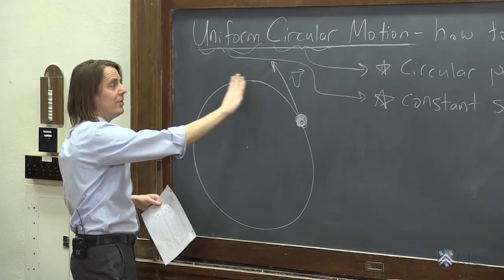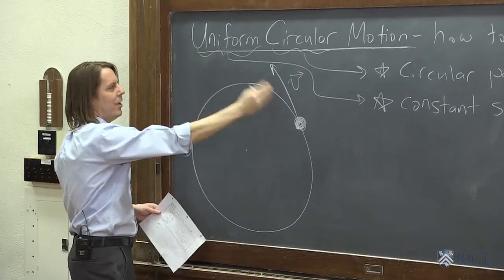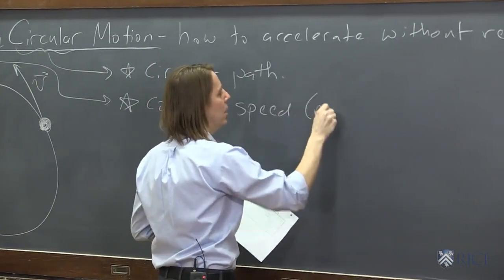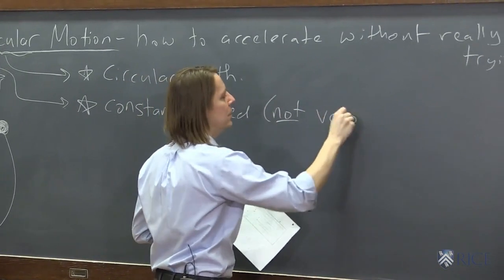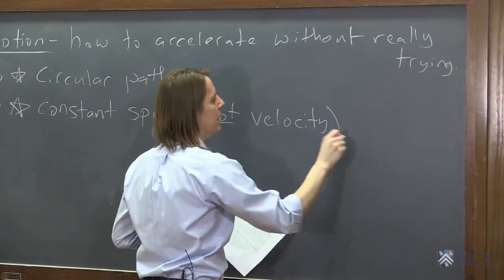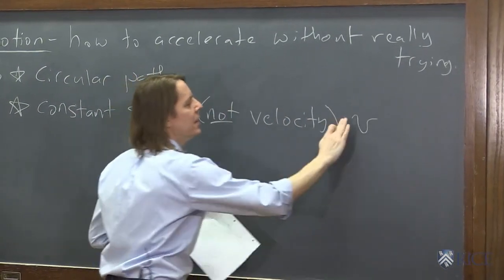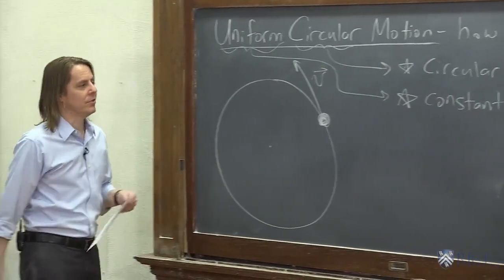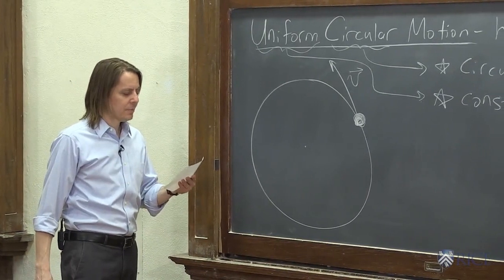Does it have a constant velocity? No, because the velocity vector is changing direction. Constant speed, not velocity. And the speed we'll just call v. And I won't put a vector symbol on it because it's not a vector. It's just the magnitude, speed.